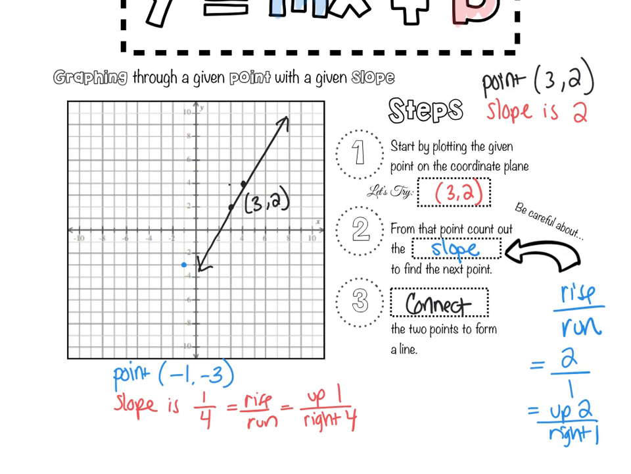So from that point, (-1, -3), I'm going to move up 1 and right 1, 2, 3, 4 so that I can plot my second point. So my second point would end up being somewhere over here. And then from there, I'm just going to connect my 2 dots to make a line. Okay? Plot a point, count out the slope, knowing it means rise over run, and then plot your second point to make a line.